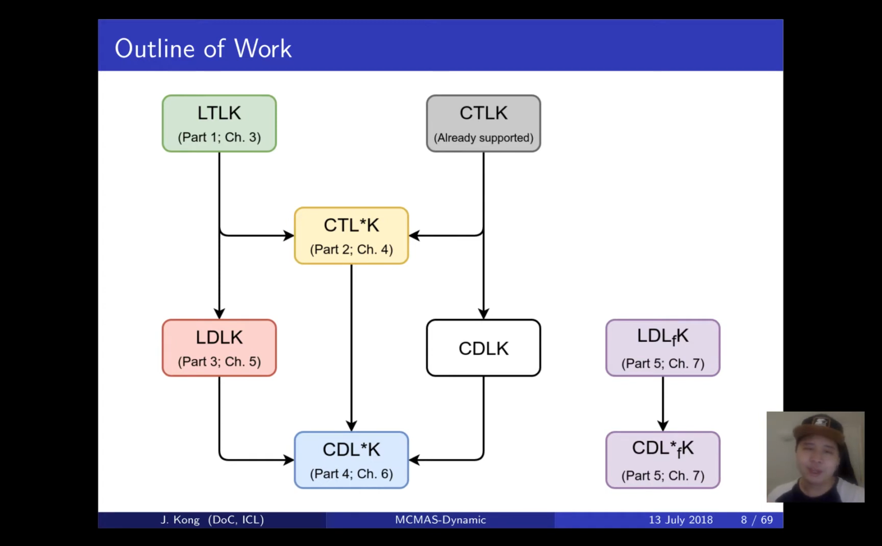And so over the course of my project, I started by looking at algorithms for LTLK and CTL star K, implementing those as extensions of the MCMAS model checker. I then turned my attention to LDLK, and then developed a full branching time extension of that called CDL star K. And in the last part of my project, I looked at LDLK and CDL star K over finite traces, and it's interesting to see how the semantics as well as the verification changes as one moves from the infinite traces you examine in LDL or CDL star to the finite trace context.